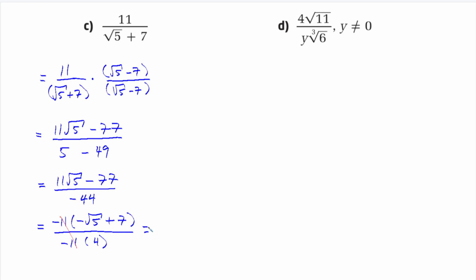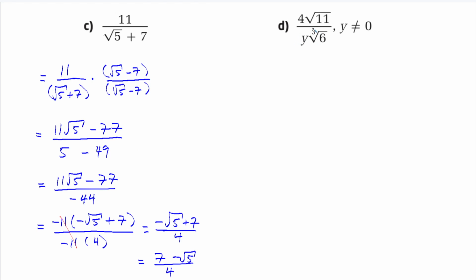And I am left with minus root 5 plus 7, all divided by 4. Or if you like, 7 minus root 5, all divided by 4, if it offends you to have that minus sign in front of the root 5. Okay? Those are going to be equivalent expressions, and both would be fine as the final simplified form.